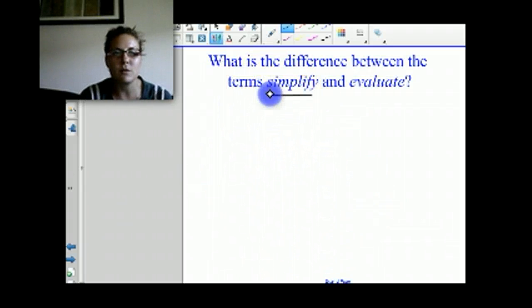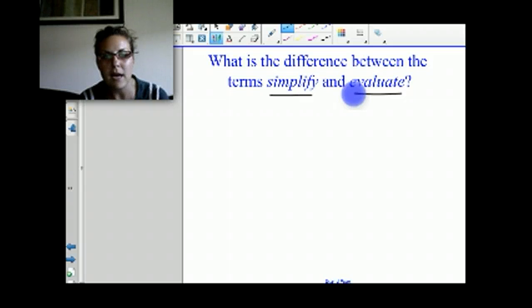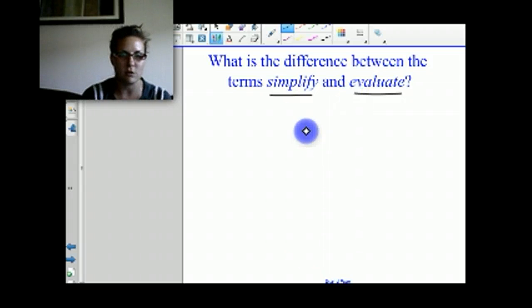Think about the difference between simplify and evaluate. Next class, we're going to talk about what the difference is. There is a very important difference, although we tend to use them interchangeably.